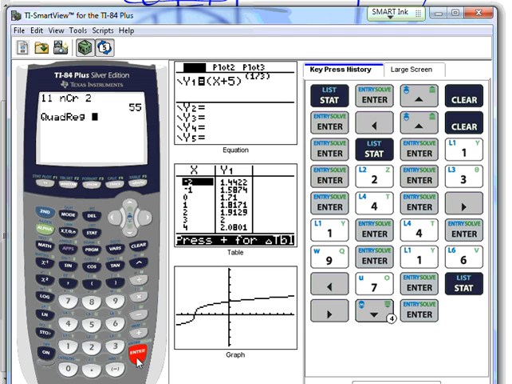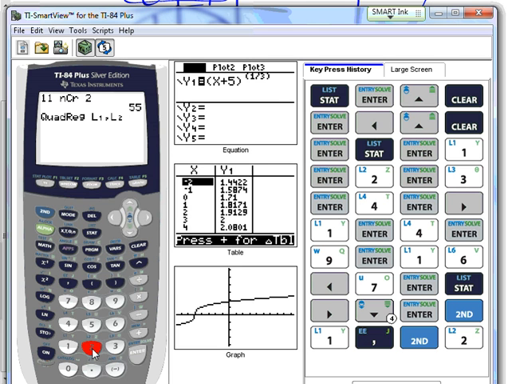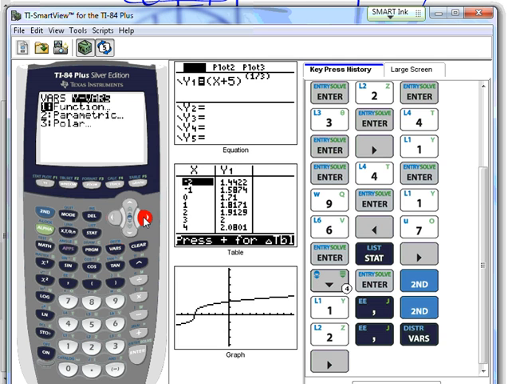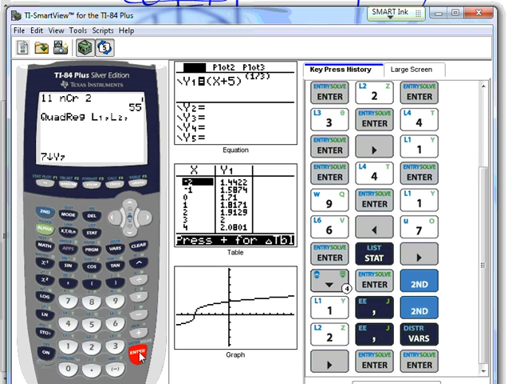Where the data is coming from. L1, comma, L2, it's right above the 2, comma, and then what do I put here now? Y1, and that's under vars, yvars, function y1. That was again under vars, yvars, functions.